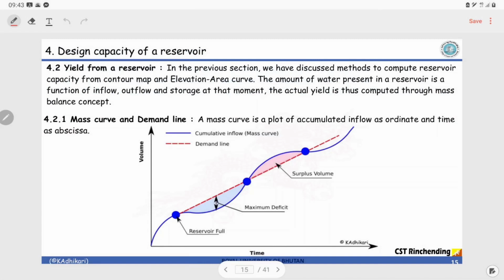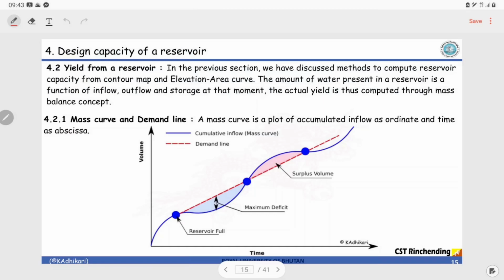Okay, so now you have constructed a dam. After the construction of a dam, there will be a reservoir formed upstream of the dam. But what should be the capacity? How would you decide upon capacity?